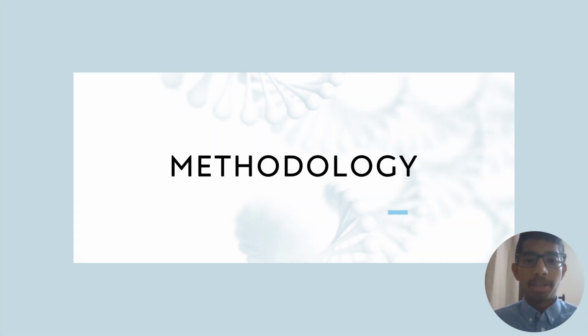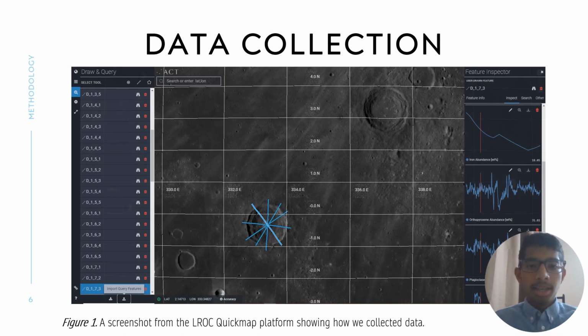Now I'll describe our methodology. We collected the mineral abundance data using the LROC QuickMap platform. We used the line profile tool and captured one diameter extending from the ejecta through the wall and interior and out to the ejecta on the other side per profile.